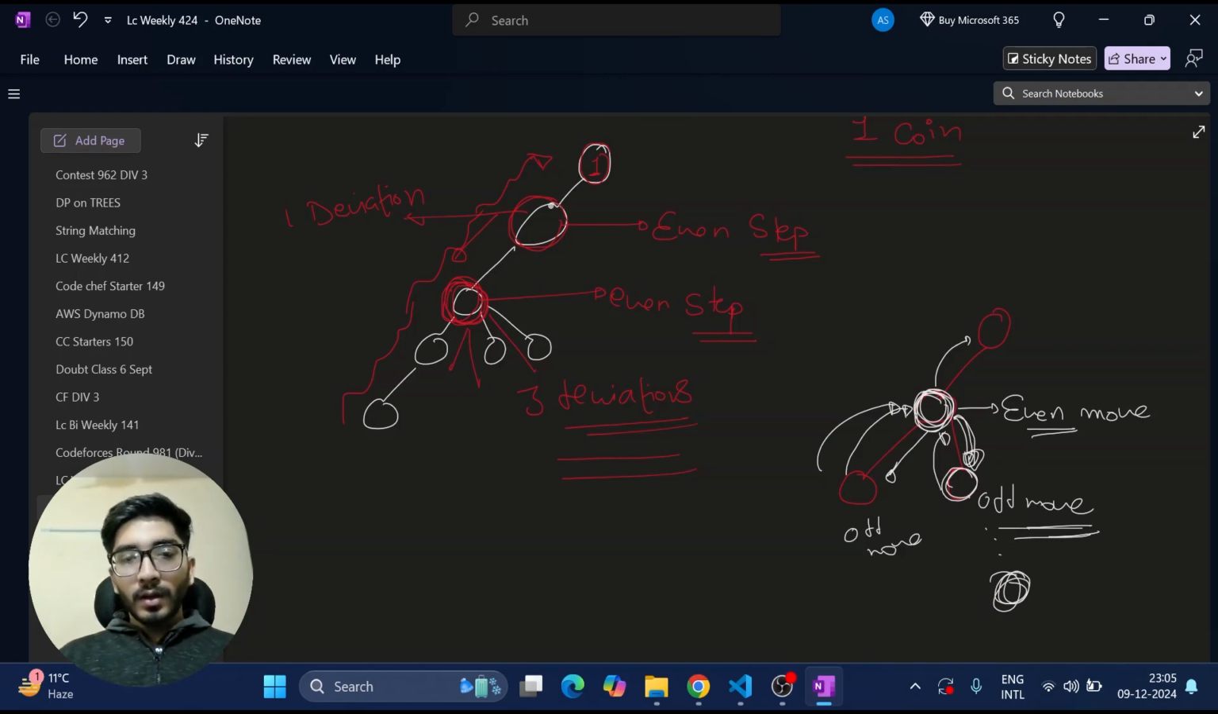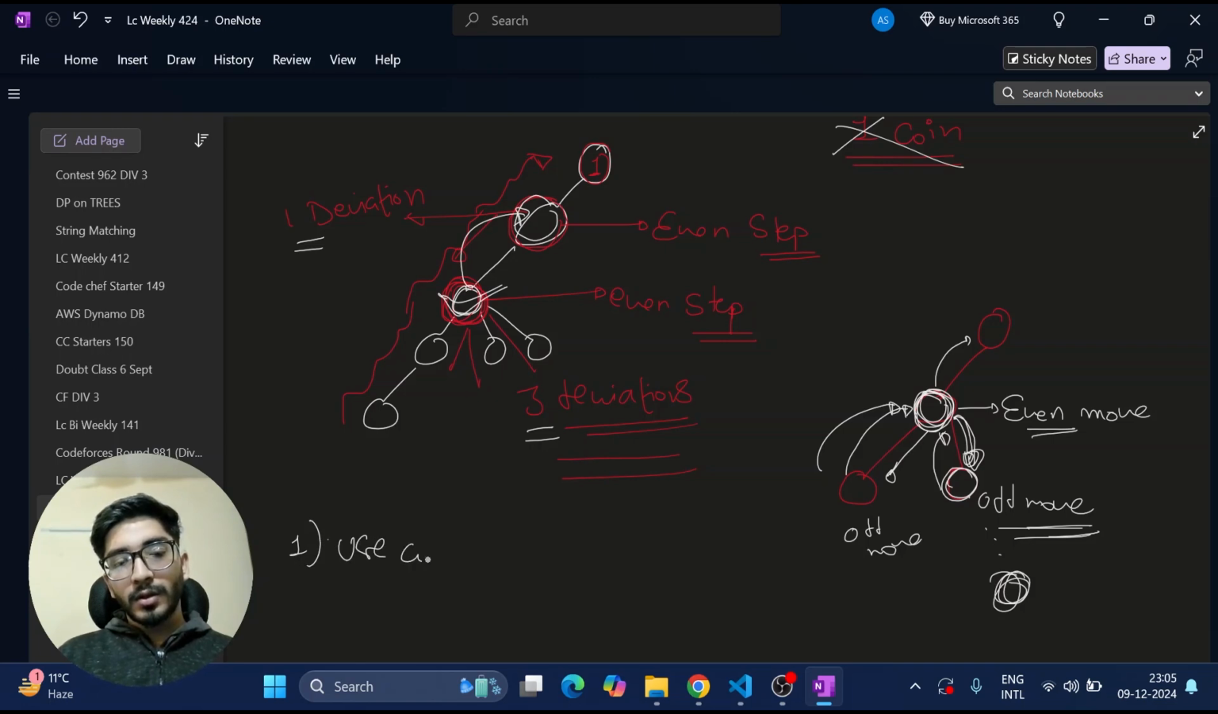So from this point and this point, we know that instead of getting into 3 deviations, it is more beneficial to get into the one deviation and use my coin at this point to bypass these three deviations and just go in my optimal direction. Cool.